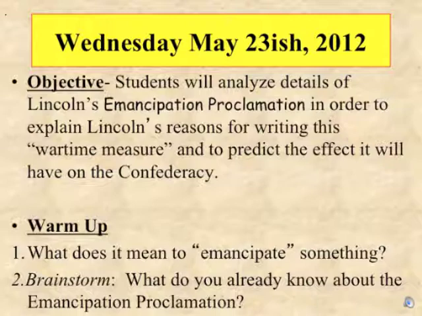Our warm-up questions: what does it mean to emancipate something? Emancipate's a big word, but we need to break it down into something more bite-sized, easier for us to think about. So, what does that word really mean? Number 2, brainstorm. What do you already know about the Emancipation Proclamation? I know you guys have heard stuff about it before. We've mentioned it in class, so write down, what do you already know?